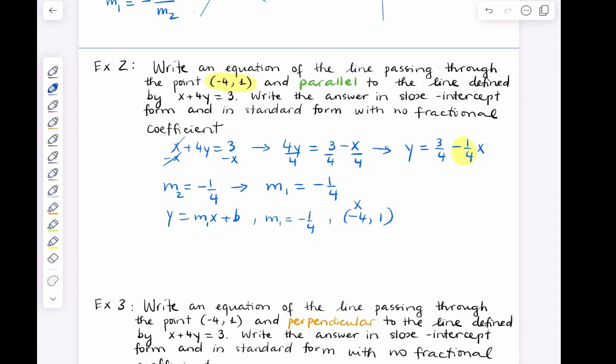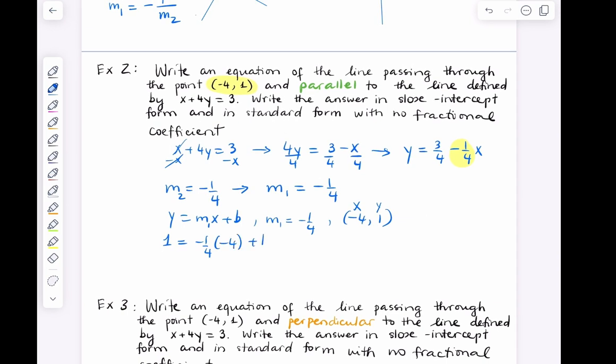Now this will be x, and this will be the y coordinate. So let's plug them in. y is 1, m sub 1 is -1/4, x is -4, plus b. So we just need to solve for b, and then plug m and b into the slope-intercept form to find the equation. So -1/4 times -4, this is like -4/1. That will give you +1 plus b. So subtract 1 from both sides to get b by itself. You should get b is equal to 0.